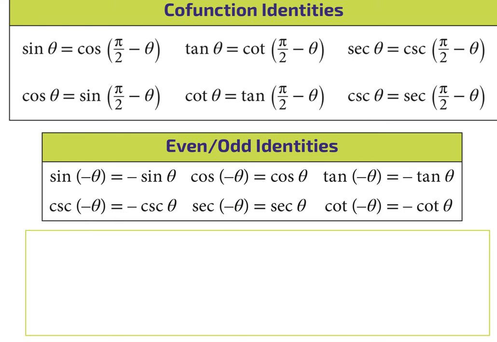But with cosine and secant, it doesn't. Why is that? Well, if I do the positive angle, positive cosine of pi over 4, well, that's square root of 2 over 2. Cosine of negative pi over 4, I'm in the fourth quadrant. That's still positive for cosine. That's still positive square root of 2 over 2. So you'll notice that cosine and secant do not negate.